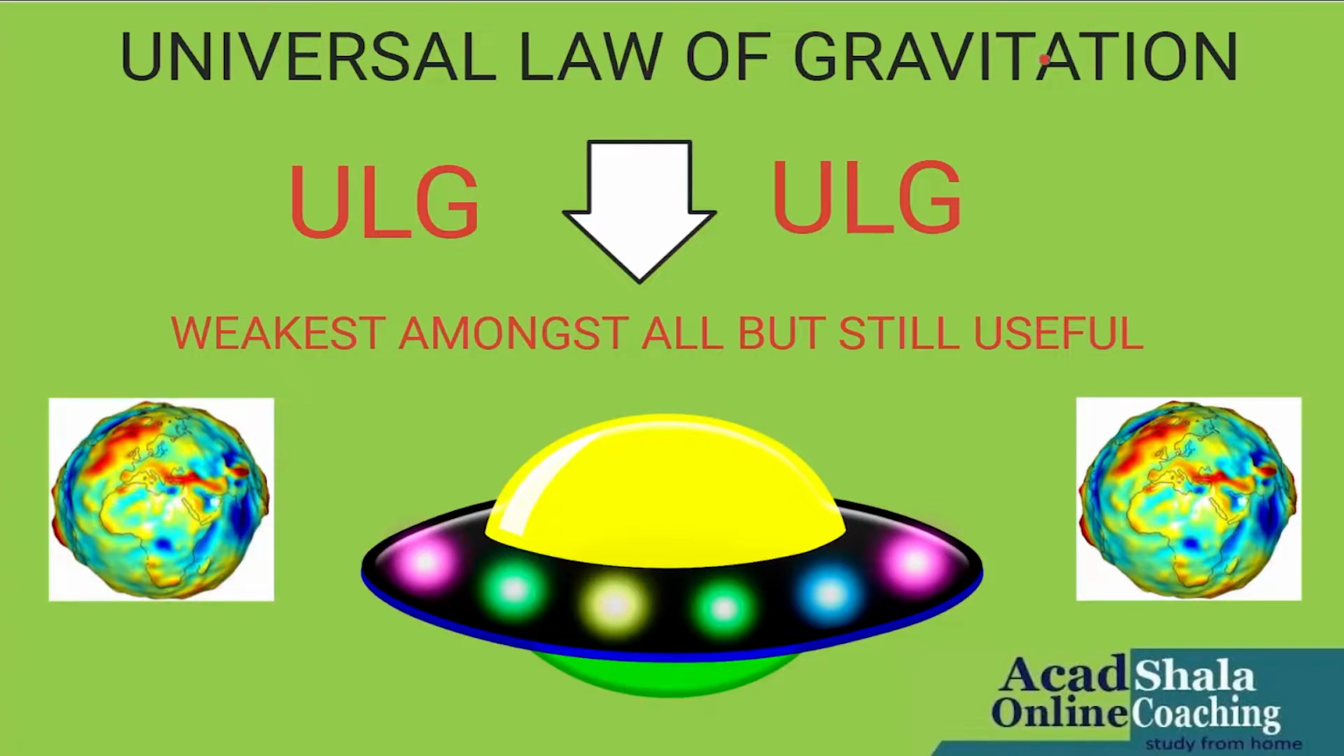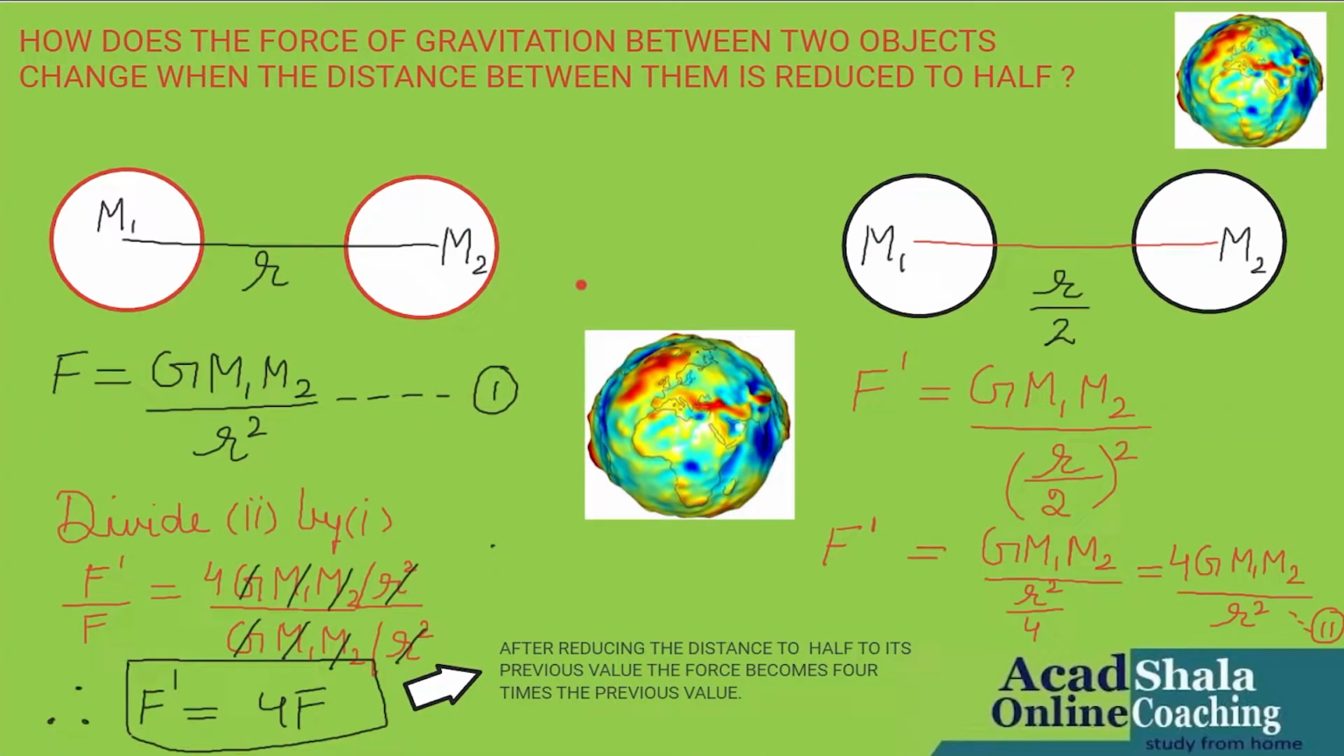Universal law of gravitation, that is ULG. This is the weakest among all, but it is still very useful for us. Now children, based on this topic, numericals are very important. These kinds of numericals which I am going to do in this session do come in the exams. They do come in the Olympiads where you participate in your school, NTSE exams, or in other competitions too.